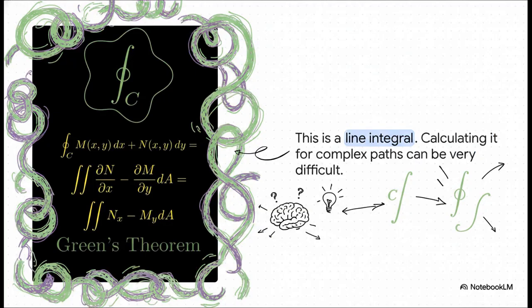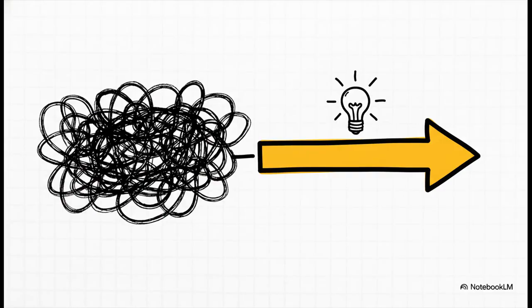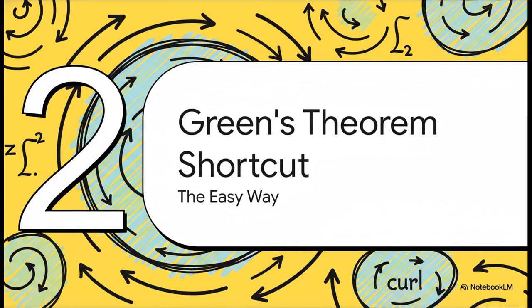Well, there's a name for that process. It's called a line integral. You're basically adding everything up along a one-dimensional line, even if that line is twisting all over a 2D space. And if that path is complex, forget about it. It can be an absolute nightmare to calculate. But what if I told you there's a way to get the exact same answer without ever having to walk that complicated path at all? And this is where the pure genius of Green's theorem just shines. It gives us this brilliant, almost magical connection between what's happening on the edge of a shape and what's happening all over the inside of it.